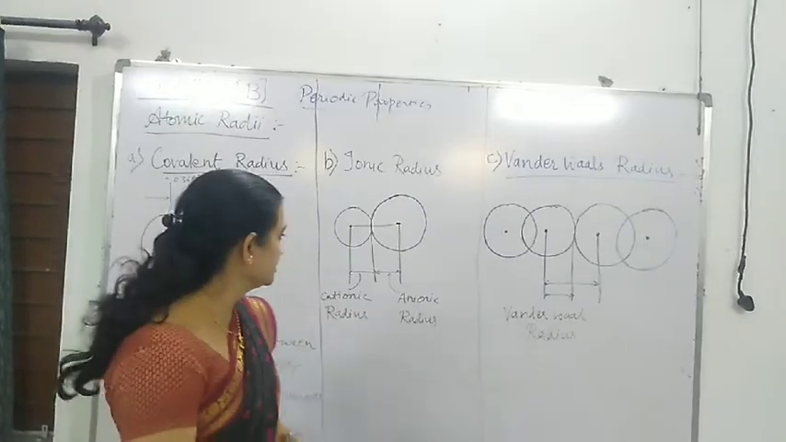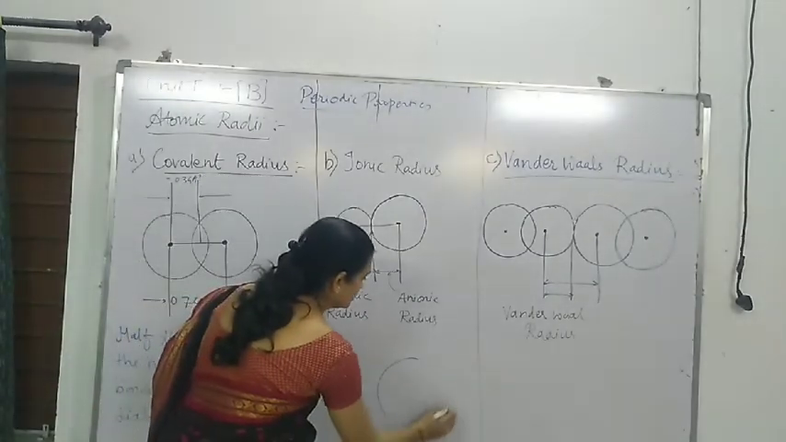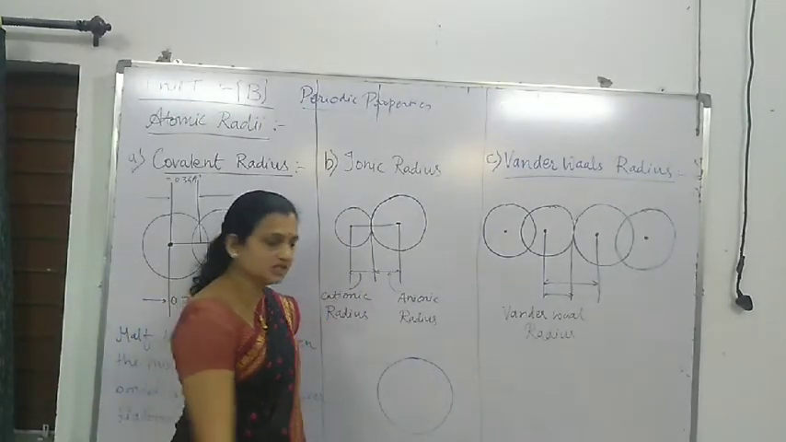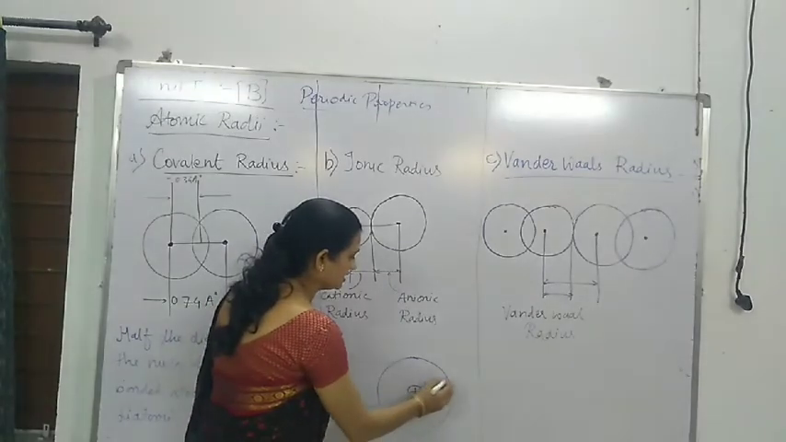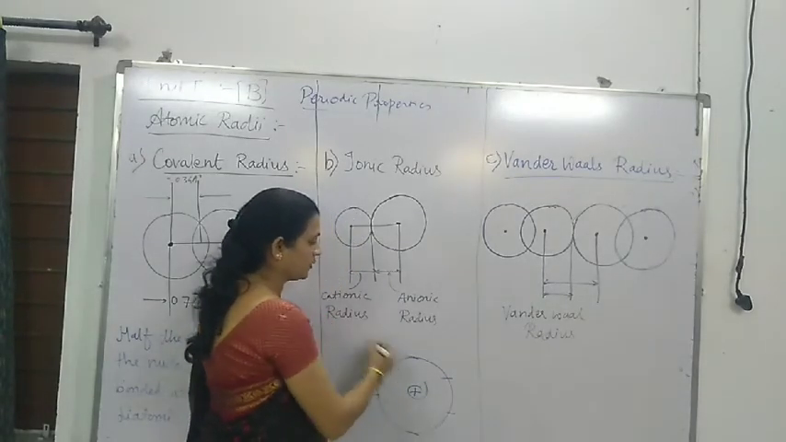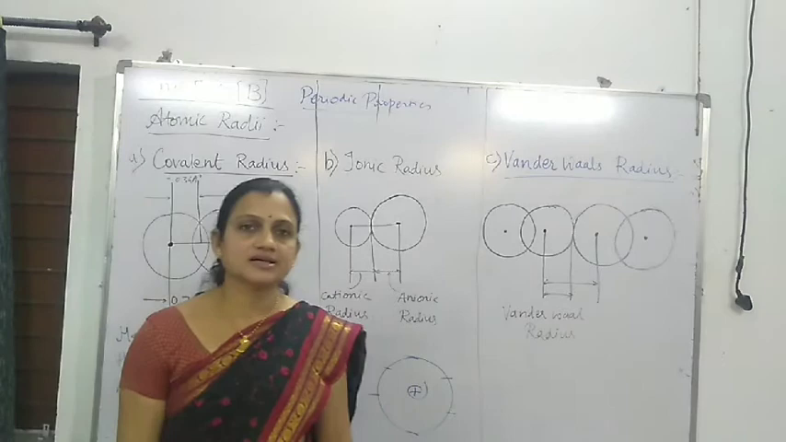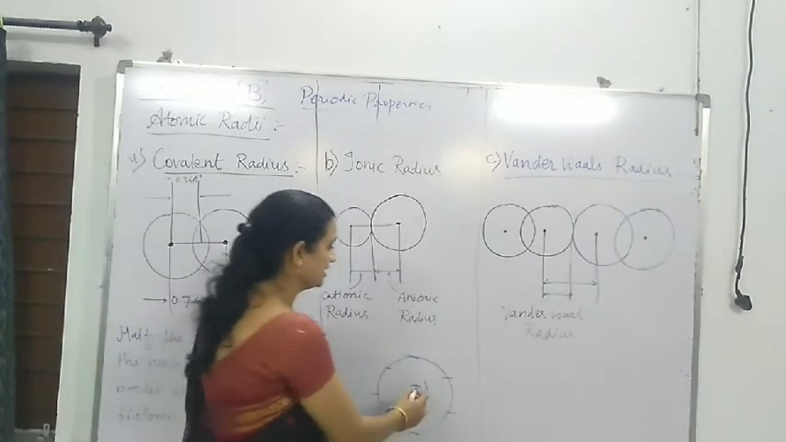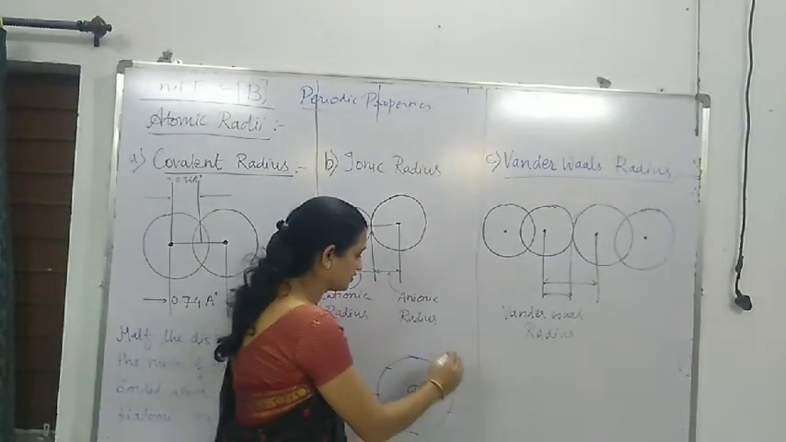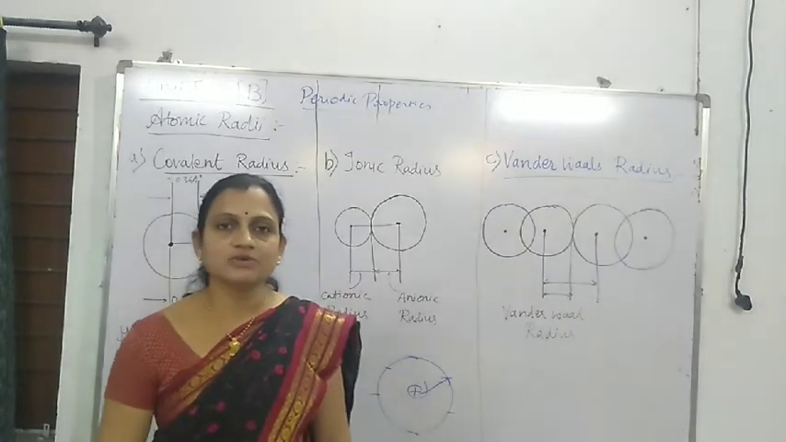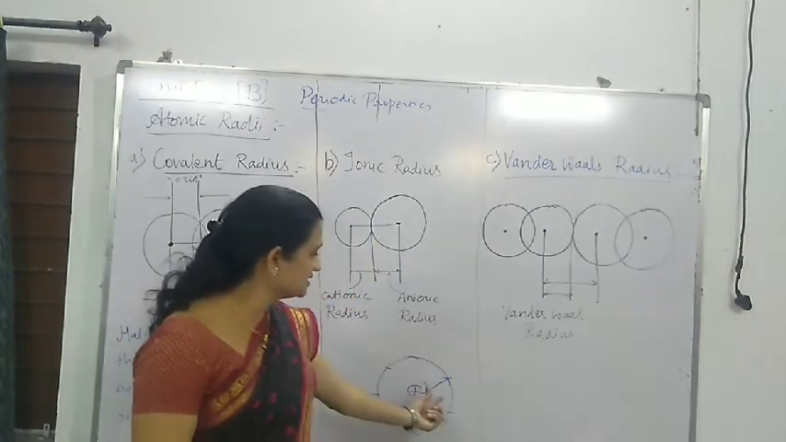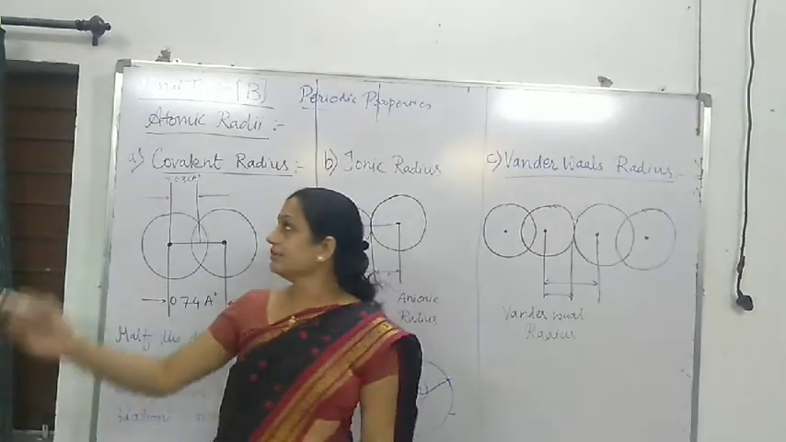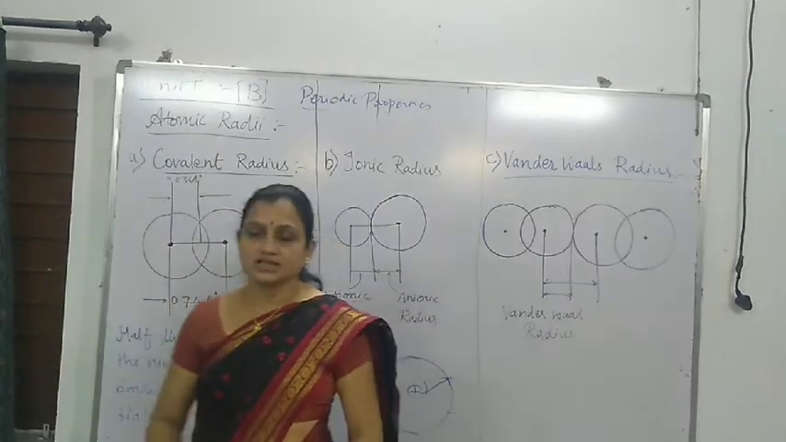It is the distance from the center. Suppose this is the atomic structure containing a central nucleus surrounded by a number of electrons. Now what is the atomic radius? Here, the distance from the center up to the outermost electron. The distance from the center to the outermost electron is nothing but the atomic radius.